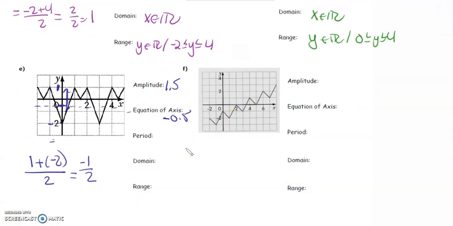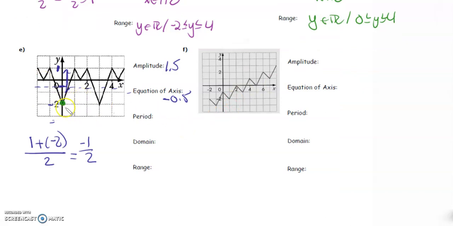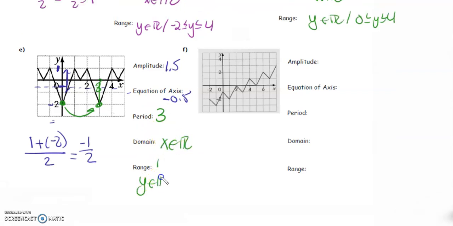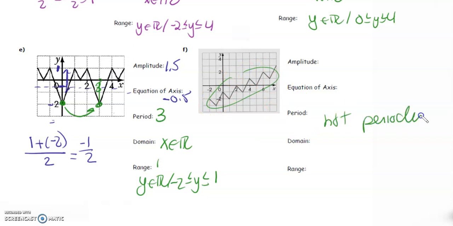And the period, let's go from this minimum to a minimum again. This minimum occurs at 0, and then it occurs at 3. So let's go ahead with that. Domain, we're going to do x ∈ R. And range, we're going to put in the minimum and the maximum. The minimum point is -2, the maximum point is 1. Okay, for F, F is not periodic. So these characteristics do not exist for it.